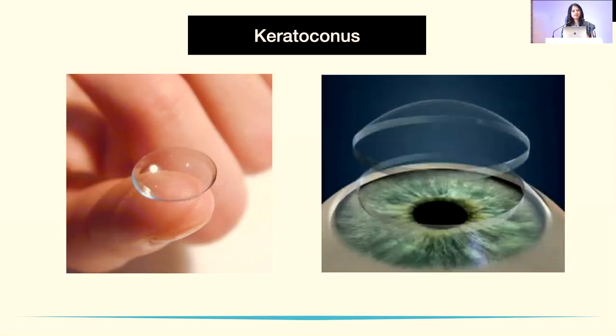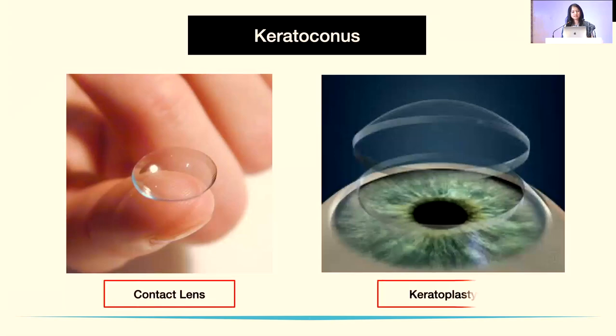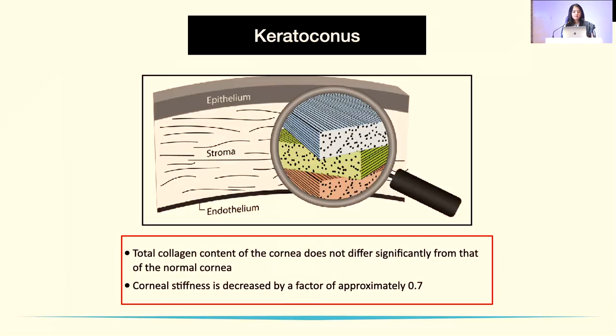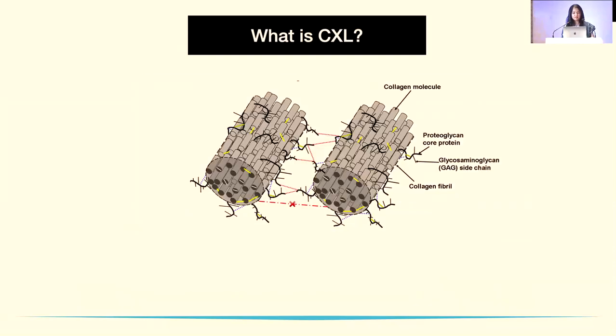Before C3R started for keratoconus, it was only contact lenses and keratoplasty which were used. There was nothing in between. So if contact lenses were not giving good vision, we would directly do a corneal transplant. But it was known that the total collagen content of the cornea does not differ in keratoconus as compared to a normal cornea. It is only the corneal stiffness which is reduced by almost 70%. So that is how the concept of collagen cross-linking was developed.